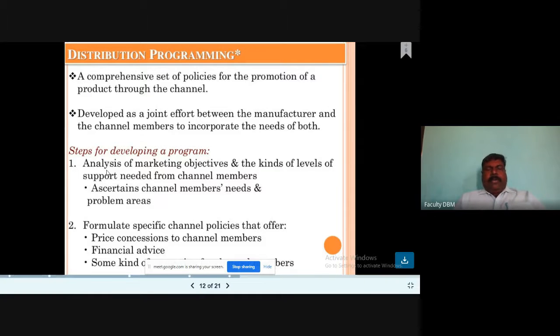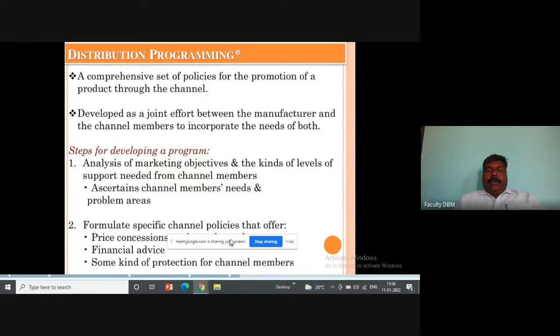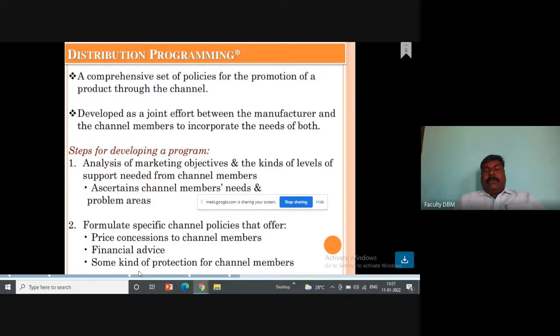So a program they are going to develop includes analysis of marketing objectives, the kinds and levels of support needed for the channel members, where the problem areas are, formulating the channel policies, and price concessions to the channel members. Compulsorily they have to give some concession to the channel members so that they are going to earn. Here, they have to give some kind of financial protection for the channel members.